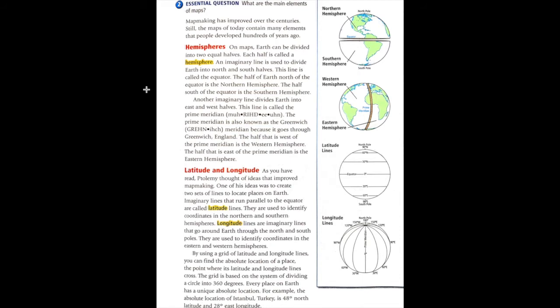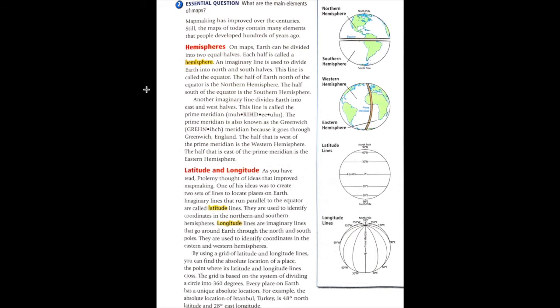Features of maps. Essential question: What are the main elements of maps? Mapmaking has improved over the centuries. Still, the maps of today contain many elements that people developed hundreds of years ago. Hemispheres. On maps, Earth can be divided into two equal halves. Each half is called a hemisphere.